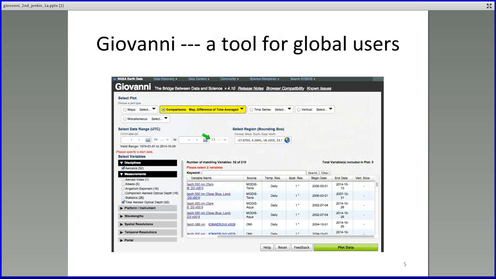Now, about Giovanni, it is a tool that can be used globally by users all around the world, and it's especially useful in places where there is a limitation on the bandwidth. So it allows you to do analysis online and to plot out files. You could also download the data once you have a sense of what you want.